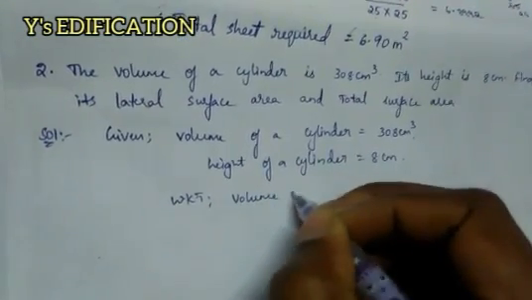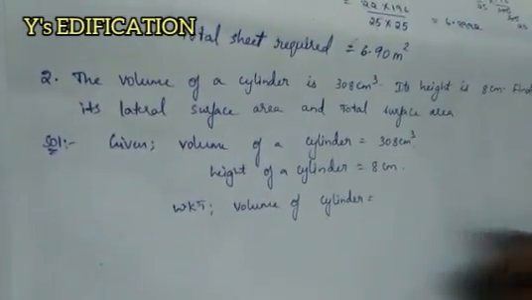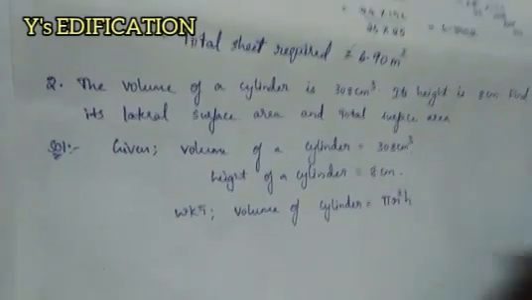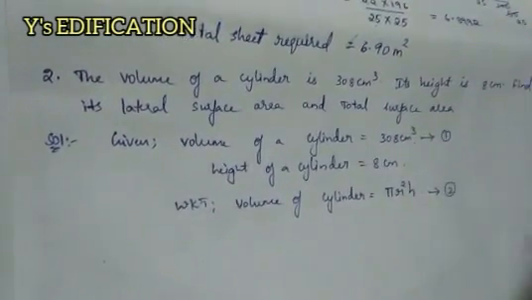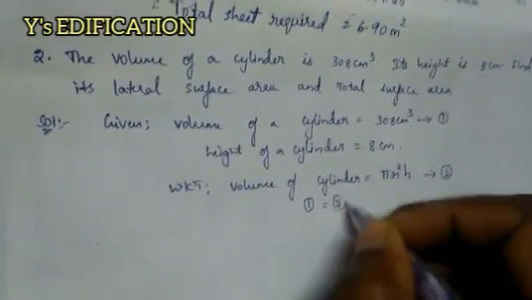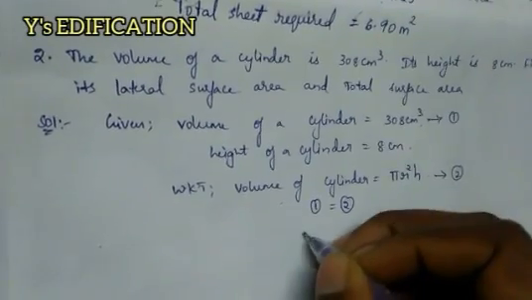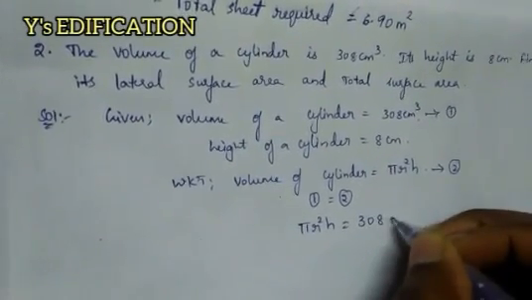We know the volume of a cylinder is, what is the volume of the cylinder formula we have previously seen? Pi r square h. So we have to equate. This will be equation 1 and this will be equation 2. Now equation 1 will be equal to equation 2. Why? Because both are the volume of a cylinder. So equate 1 and 2. Pi r square h is equal to 308.